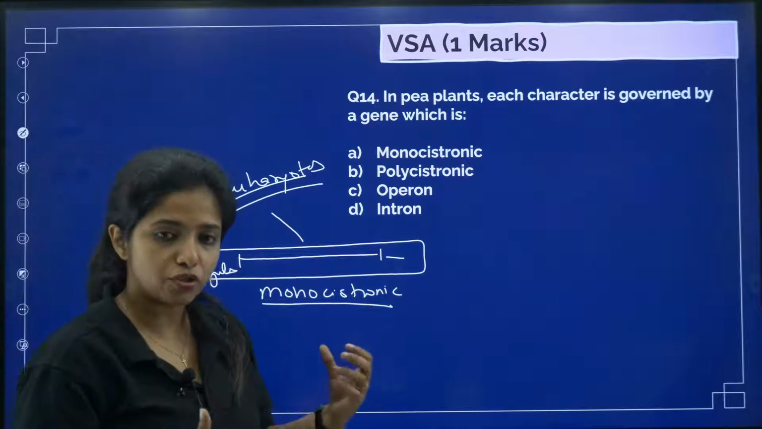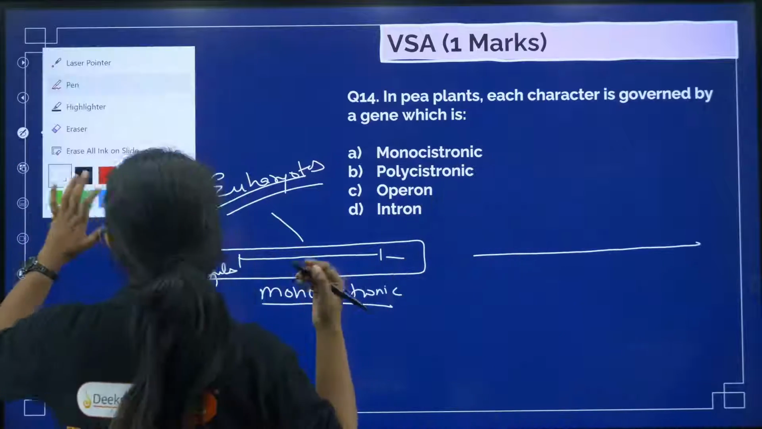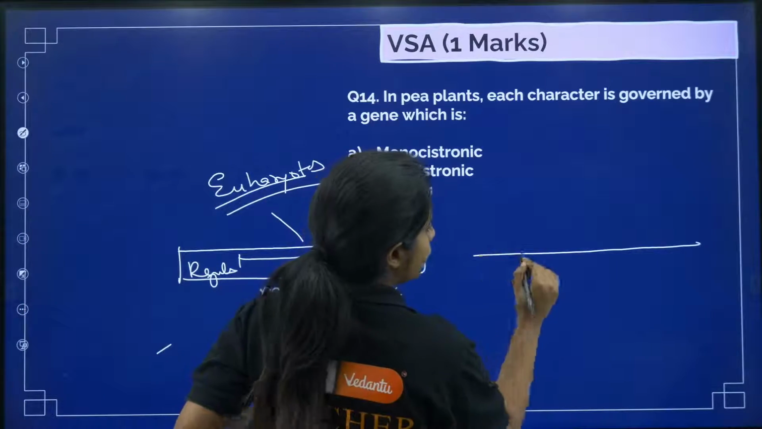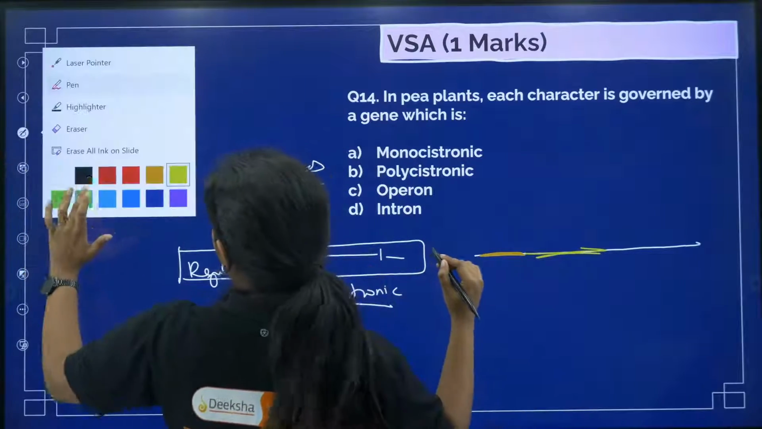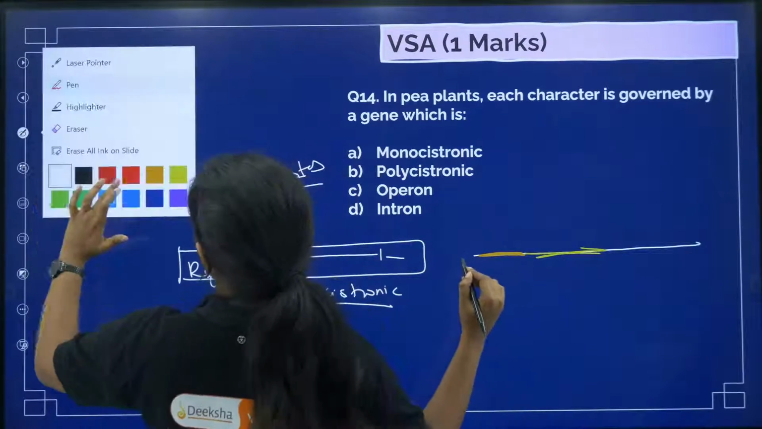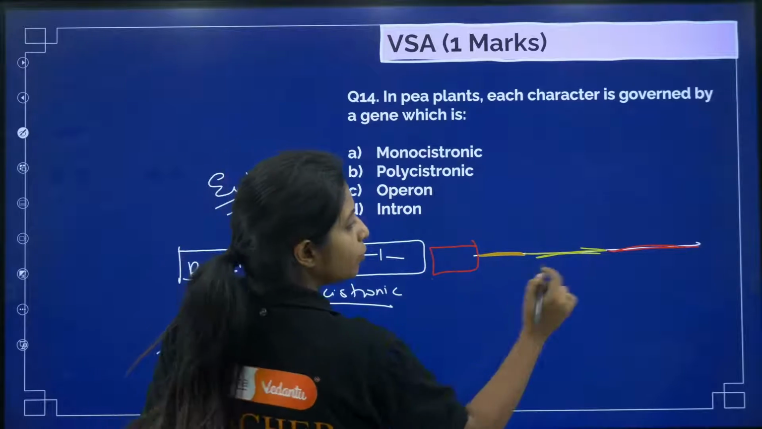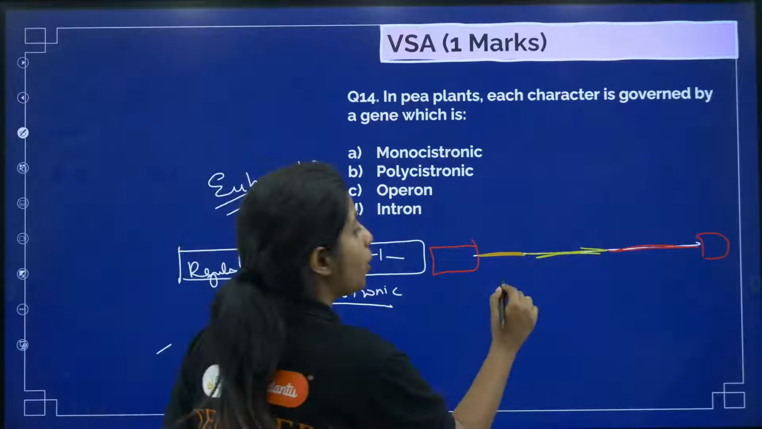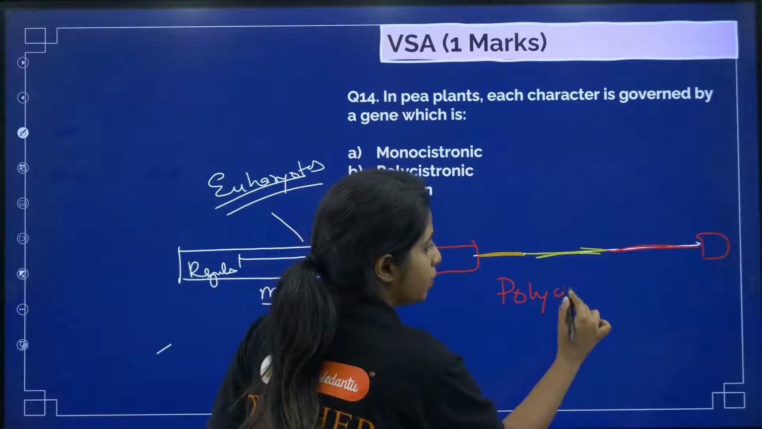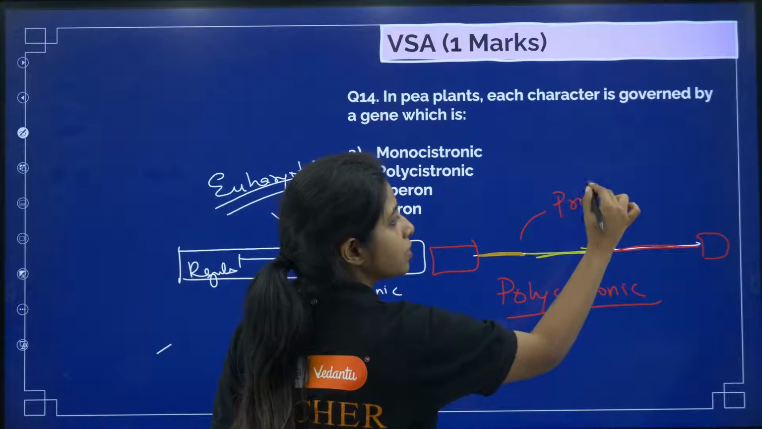What about polycistronic? For example, suppose this is the DNA, or mRNA. Over here you have gene 1, gene 2, and gene 3. For all of them together, you will have a common promoter and common operator. So over here you see multiple genes are there. You call them polycistronic, and this is found in prokaryotes.